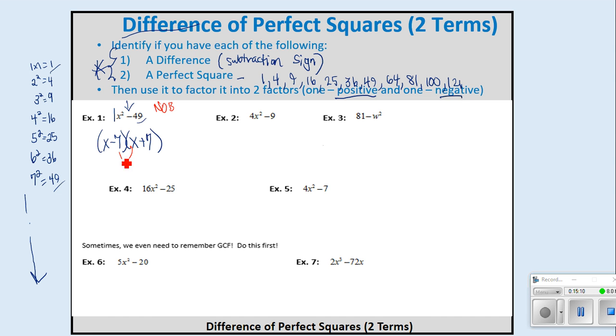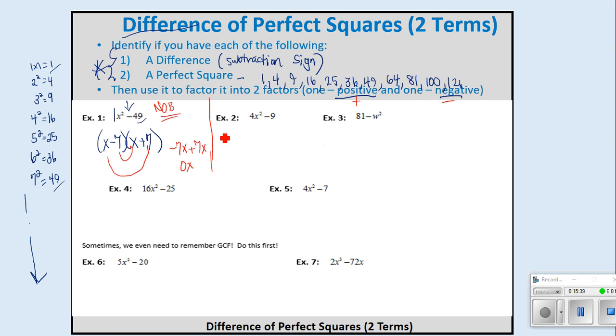There's the nose, and there's the mouth. So when you multiply the nose, you get negative 7x. When you multiply the mouth, you get positive 7x. When you add them up, you get 0 x's. That means no b, because the b is 0. All right? So these are pretty easy. If you can remember that you need 2 of the exact same, 1 positive, 1 negative.